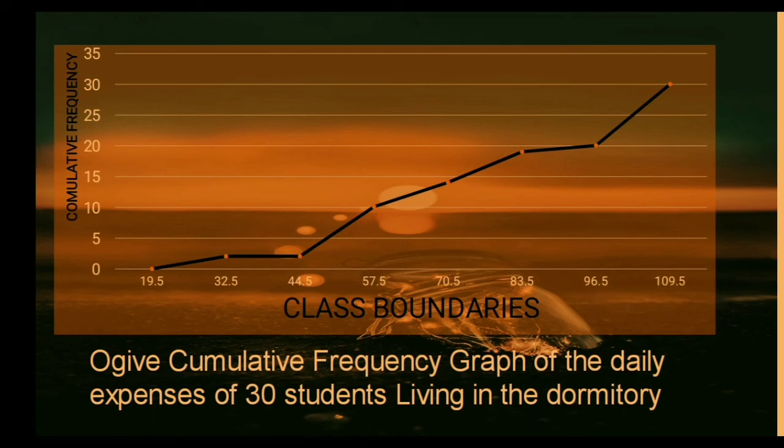We get these numbers from the left side of the class boundaries in the grouped frequency distribution table. The cumulative frequencies are 2, 10, 14, 19, 20, and 30. We get these from the cumulative frequency in the grouped frequency distribution table. As we can see in the ogive, the highest daily expenses of the male students belong to the class boundary 109.5. It means that the daily expenses of most of the male dormers are 100 plus.